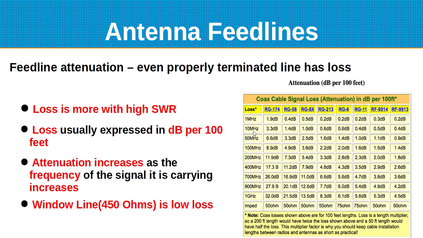So in our operating range, where we're going to be in the 1 to 50, which is 6 meters, the smaller cables are going to give us 3 to 6 dB loss. And we're still going to have a dB or so with typical cables. So the main thing to remember is it's expressed in dB per 100 feet, and the attenuation increases with frequency regardless of the cable. Wish they had put a window line on that chart, but they didn't.